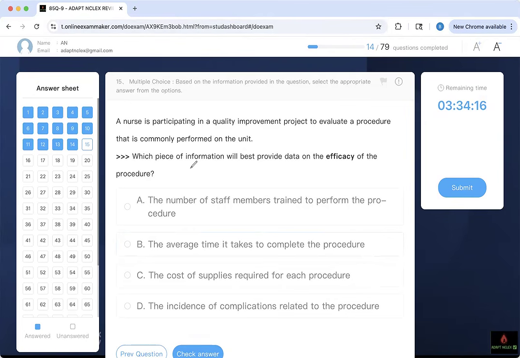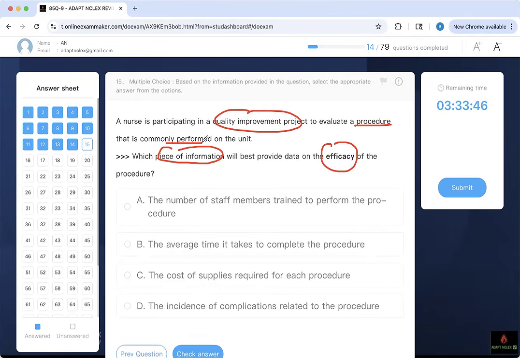Let me break it down for you. A piece of information, that means which of these is best to provide what? The efficacy of the procedure. What is the issue? A nurse is participating in a quality project to evaluate a procedure that is done in the unit. Those are the keywords. There's a procedure done in the unit all the time, and the nurse is doing something to find efficacy.